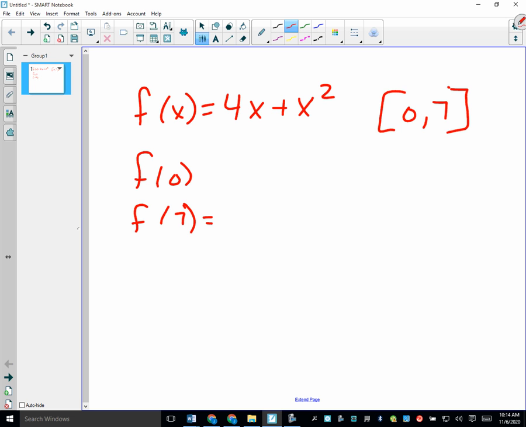What's f of 0? 0. What's f of 7? 49 plus... I think is it 77? Yes. So what is my maximum? My maximum is the highest y value. What is my maximum? 77. 77. Why do we polyspalt?